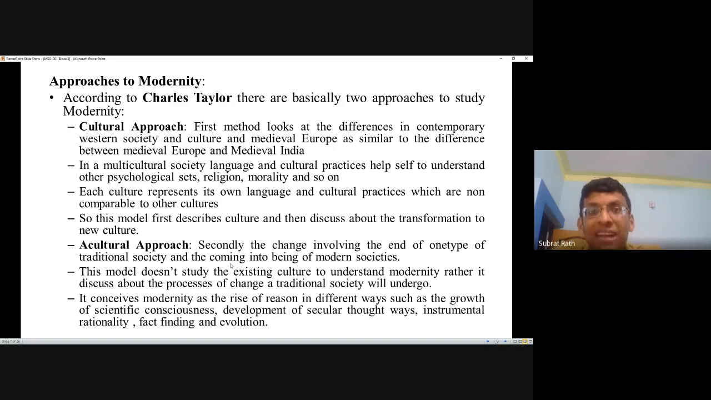Rather, we have to understand the changes, those parts which have already changed because of the concept of modernity. It conceives modernity as the rise of reason in different ways, such as the growth of scientific consciousness, development of secular thought, instrumentation, rationalism, and fact-finding. For example, let's understand a cultural approach. What I said, it does not discuss the traditional culture. Rather, it talks about the changes that happen to the traditional culture.